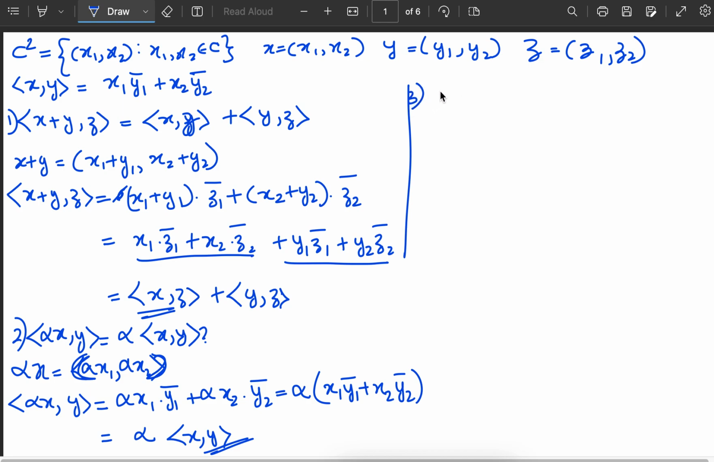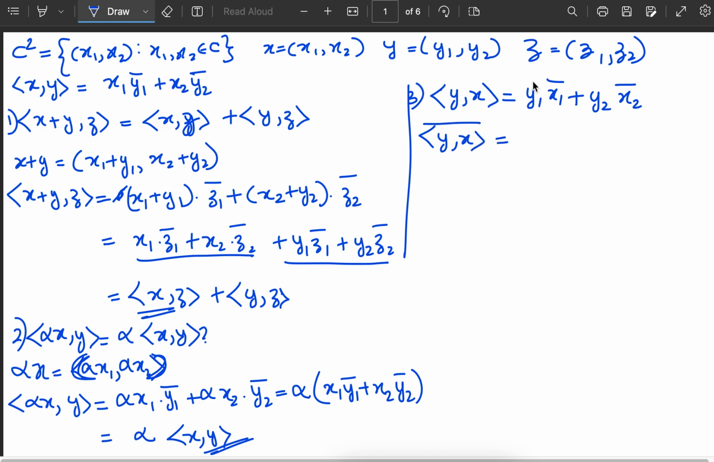Next property. We know that inner product xy is equal to this. Let's check what inner product yx is. Here the second element is x, so we need to take the conjugate of the components of x. So y1 into x1 conjugate plus y2 into x2 conjugate. Now what will be inner product yx whole conjugate?